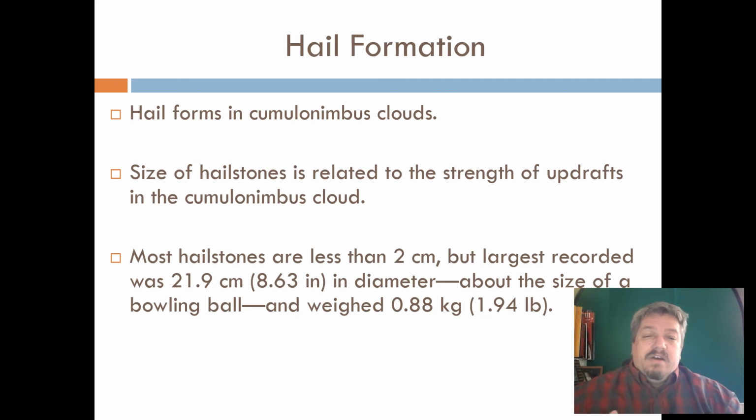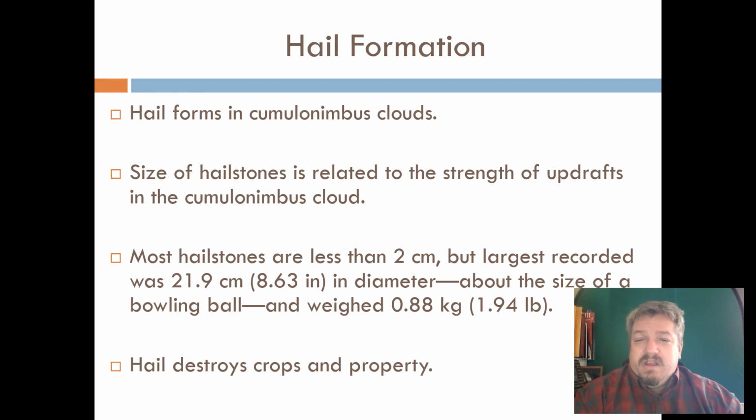And so that's why a lot of hail is not really too damaging. It's just little things. But when you get hail that can be the size of a golf ball, that can damage cars. It can dent windows or dent cars. It can break windows. The biggest one ever recorded was the size of a bowling ball and weighed 2 pounds. That would kill you if it hit you. It destroys crops, so it knocks plants down. It can destroy property. It can break windows.